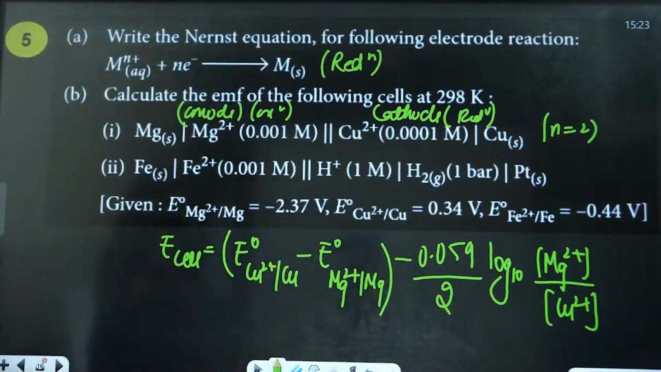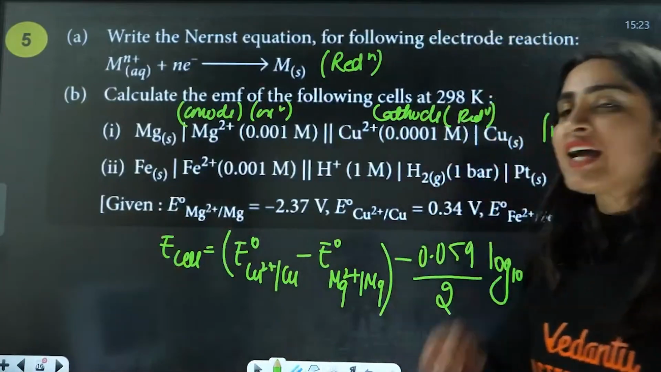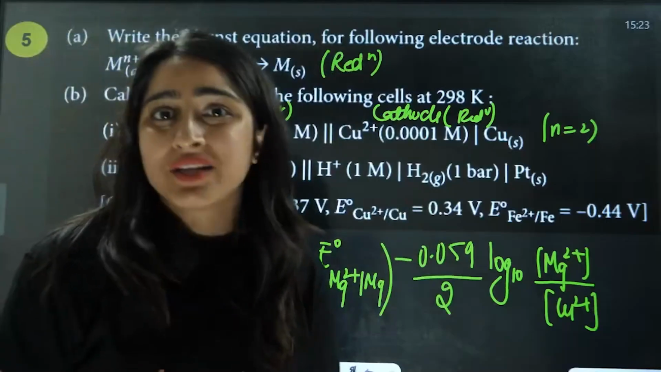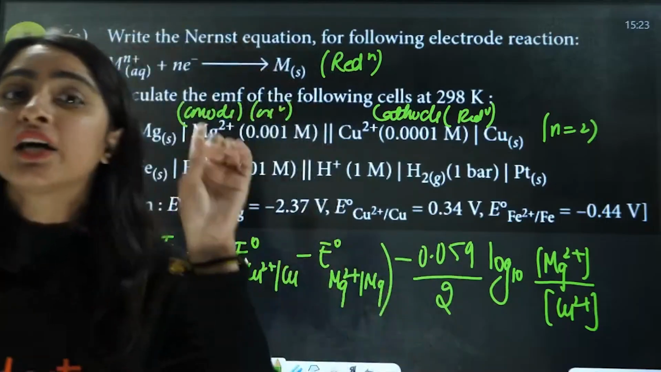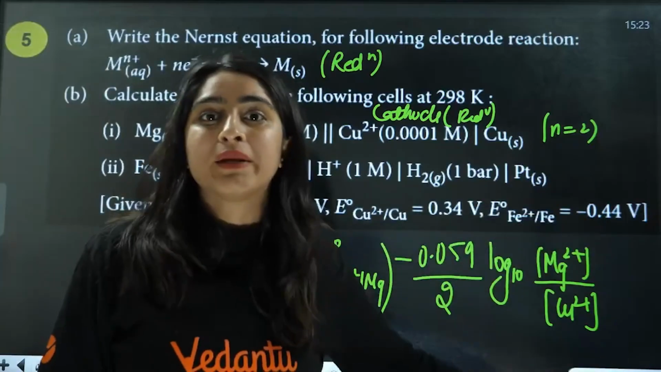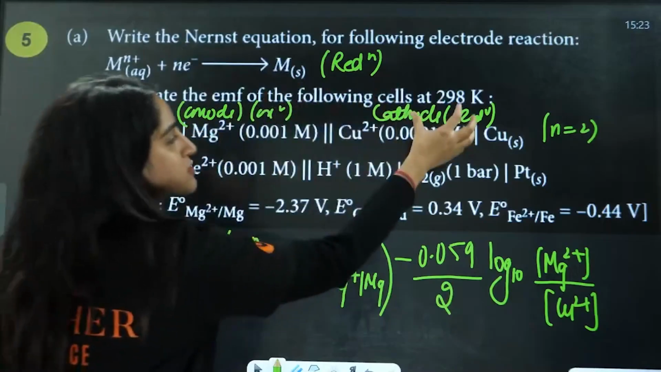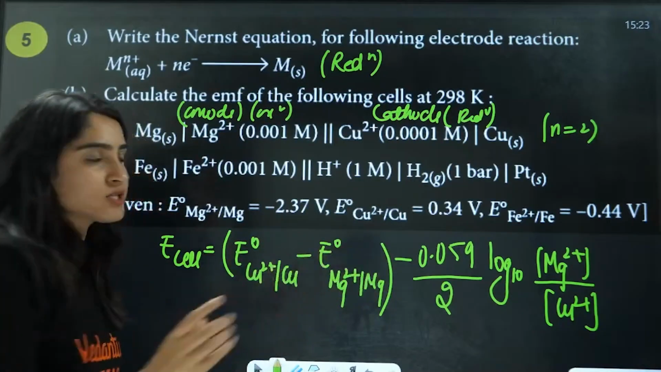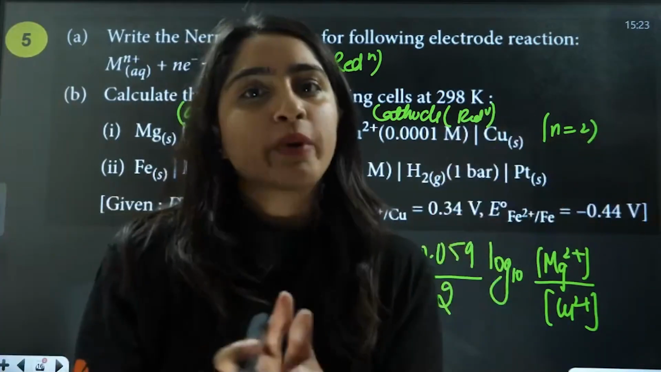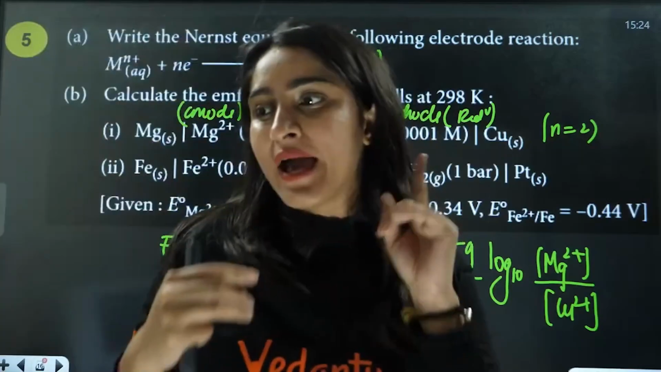If you have written the Nernst equation in the correct way, they will give you marks. Just writing the formula exactly will not give you any marks. Which is the oxidation part and which is the reduction part matters. Always remember, E naught cell equals cathode minus anode, reduction potential of both, and log base 10 of oxidation divided by reduction.